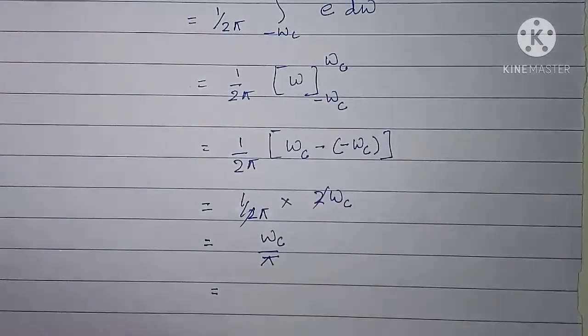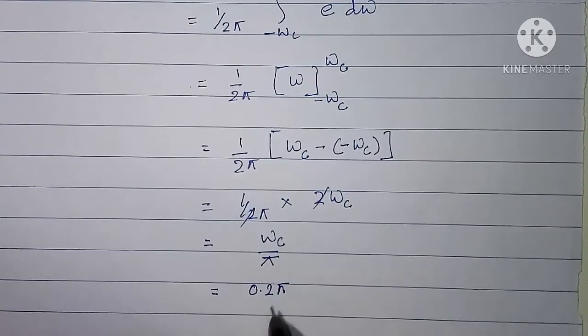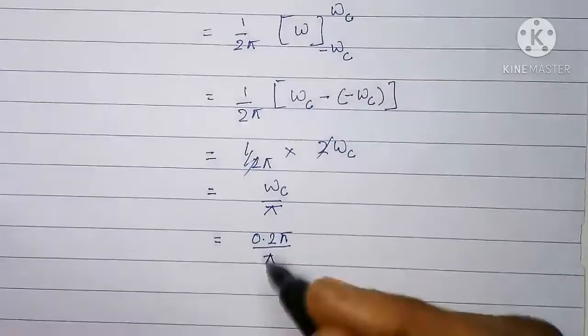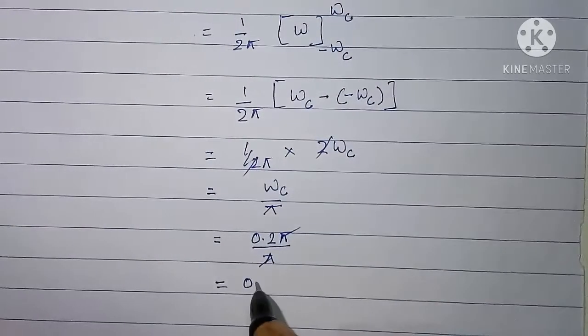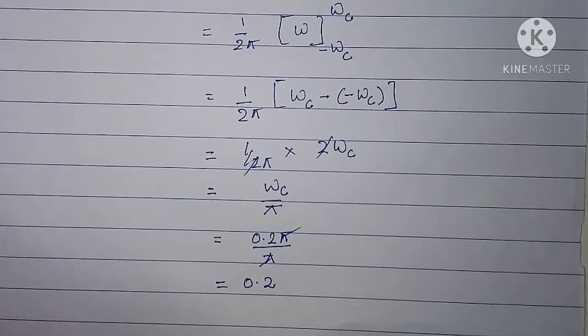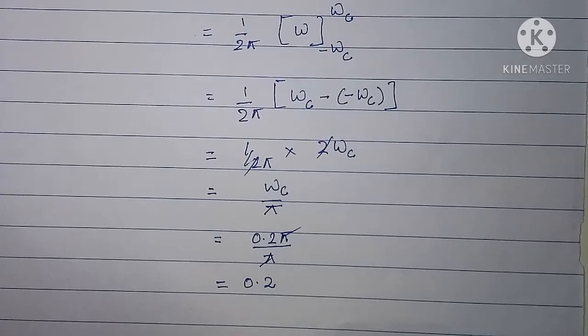And omega c is equal to 0.2 pi. Therefore, 0.2 pi upon pi simplifies to 0.2. Now we will evaluate HD of n for n values varying from minus of n minus 1 by 2 to plus of n minus 1 by 2, that is from minus 3 to plus 3.